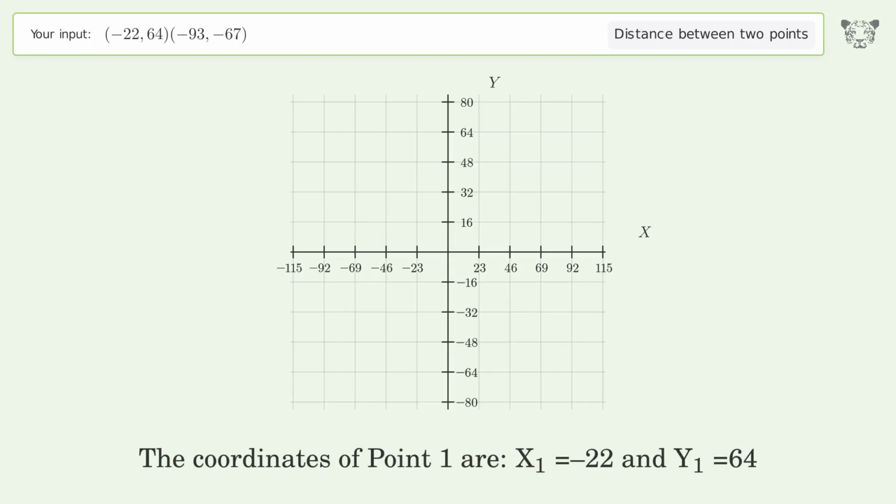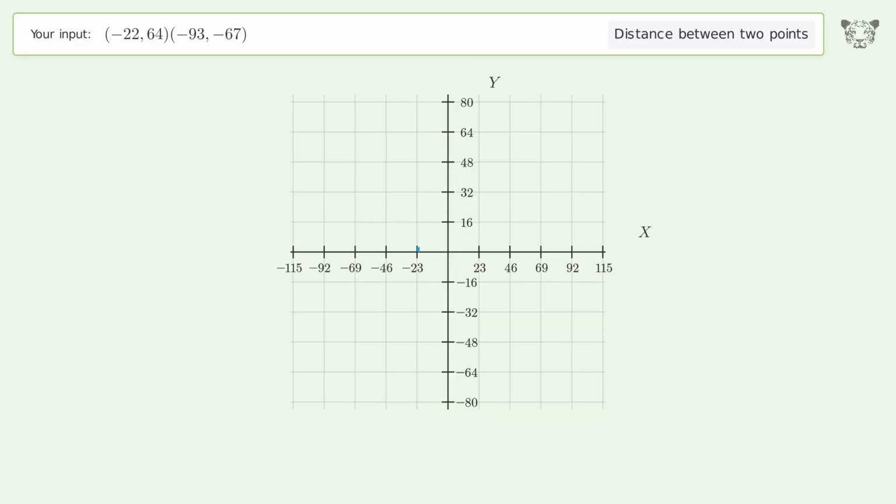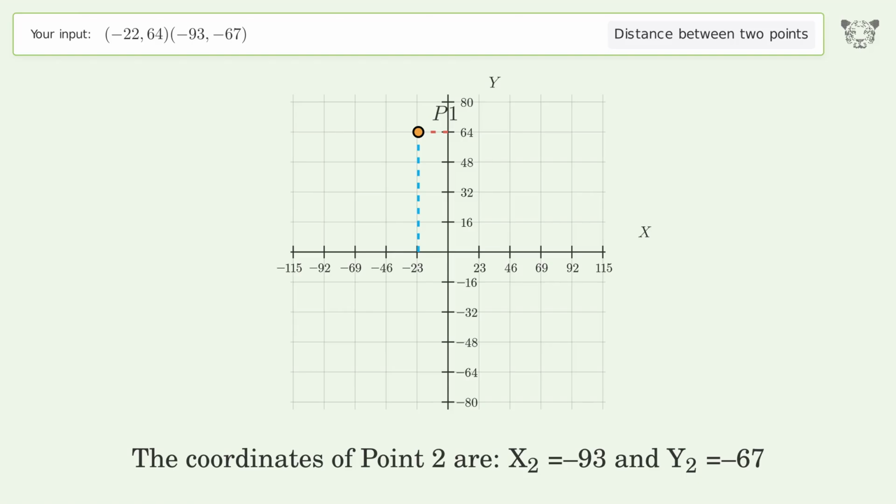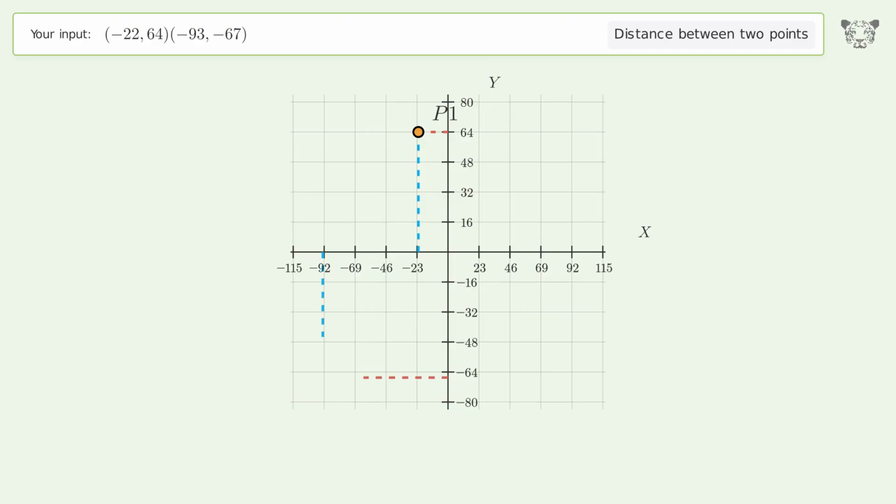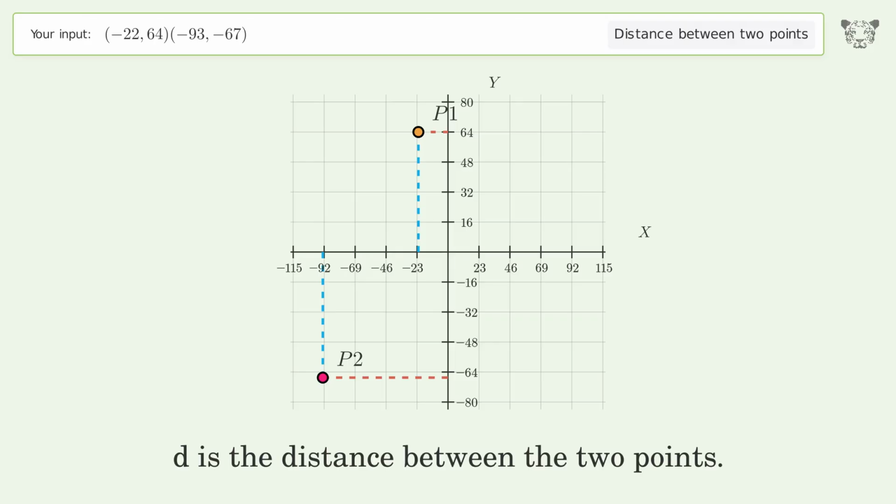The coordinates of point 1 are x1 equals -22 and y1 equals 64. The coordinates of point 2 are x2 equals -93 and y2 equals -67. D is the distance between the 2 points.